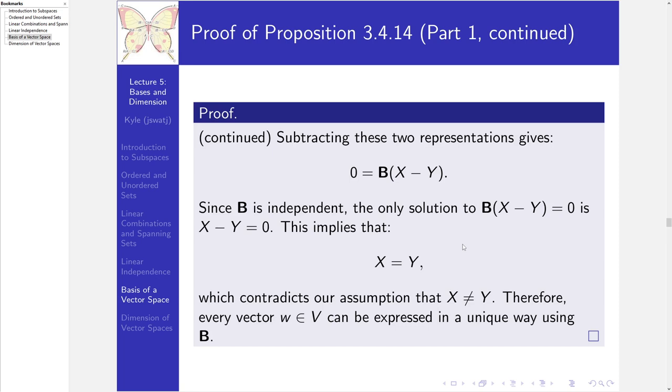Okay. And then we can subtract these two representations on both sides to get 0 equals the basis times x minus y. And since B is independent, the only solution would be that x minus y is 0, which implies that x equals y. But this contradicts, obviously, that these two are not the same. So therefore, we can write any vector uniquely in a basis using basis vectors.